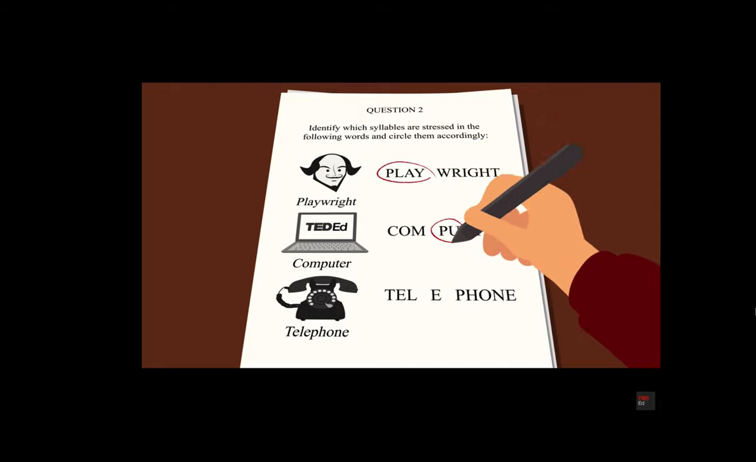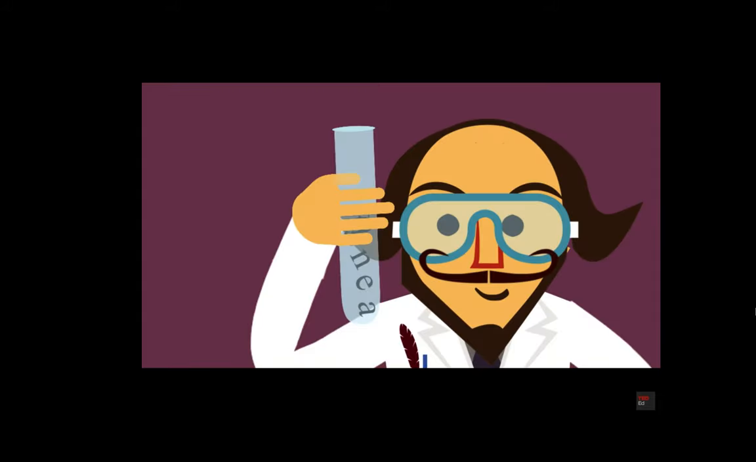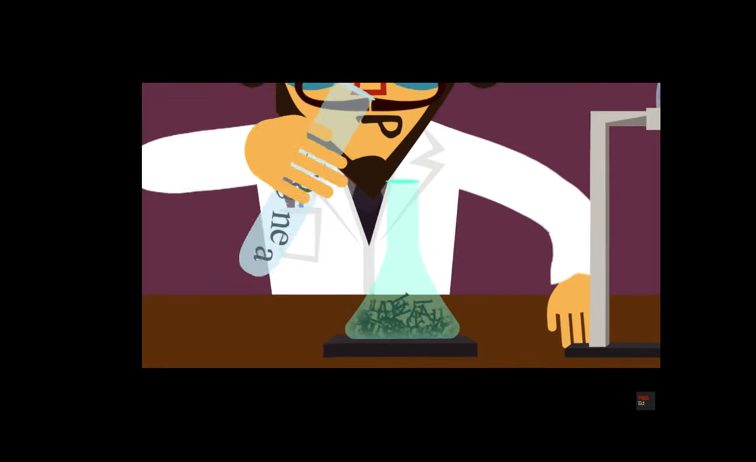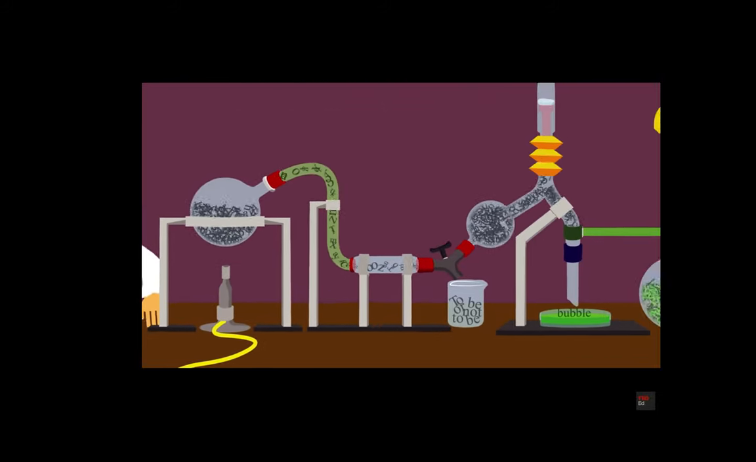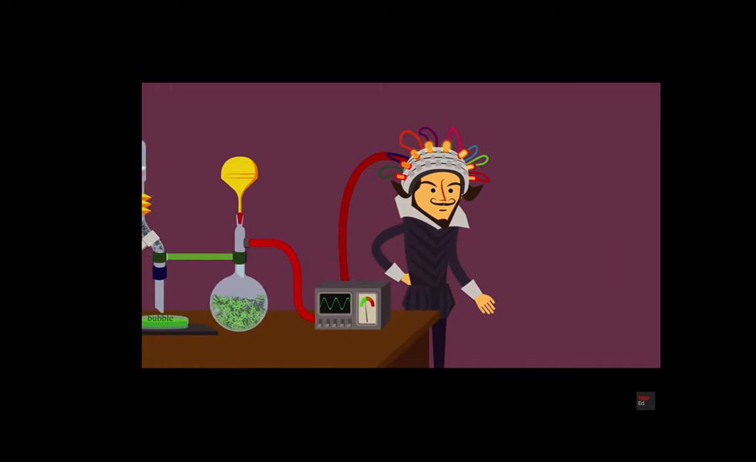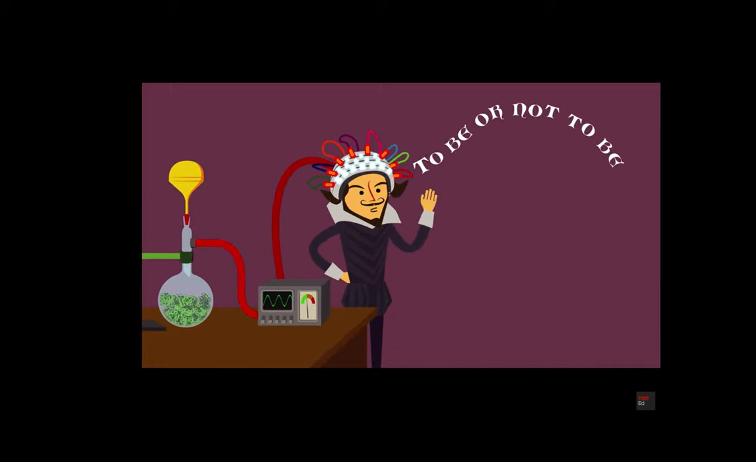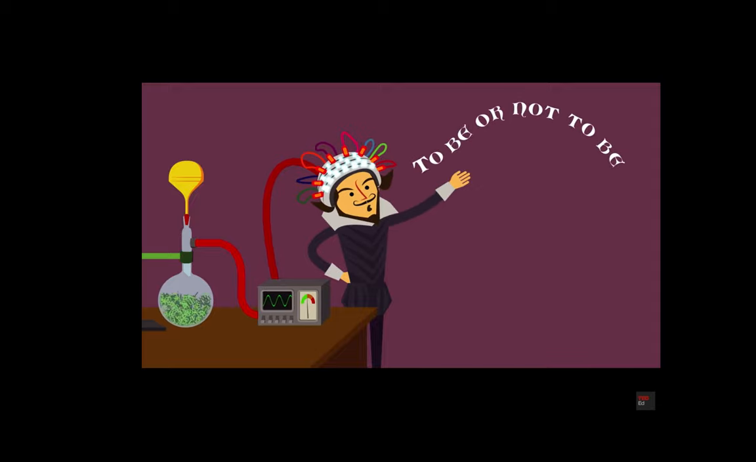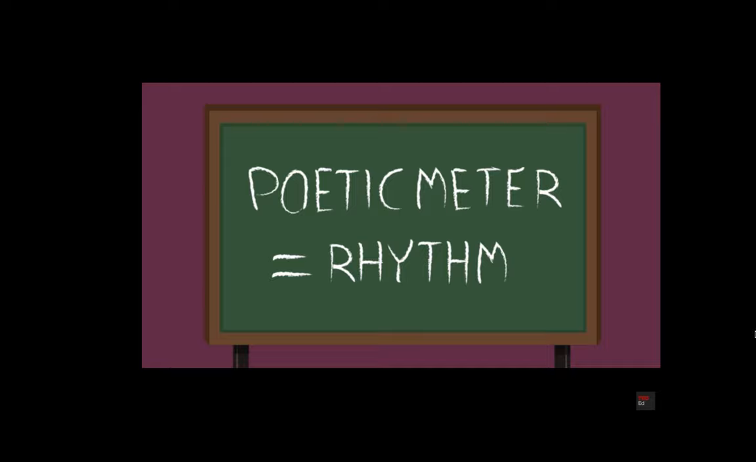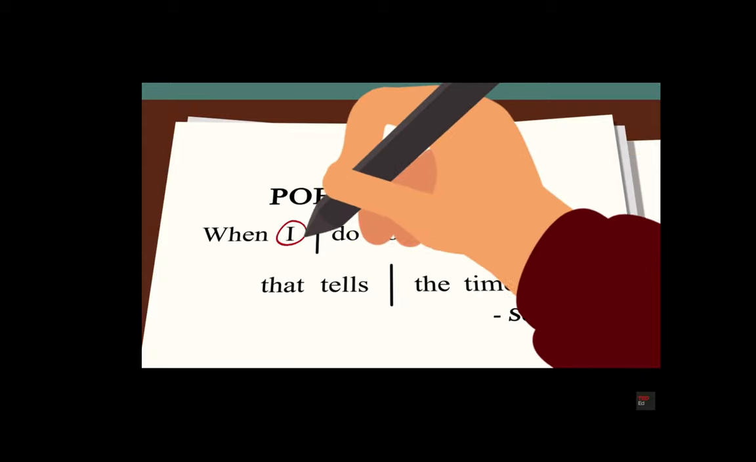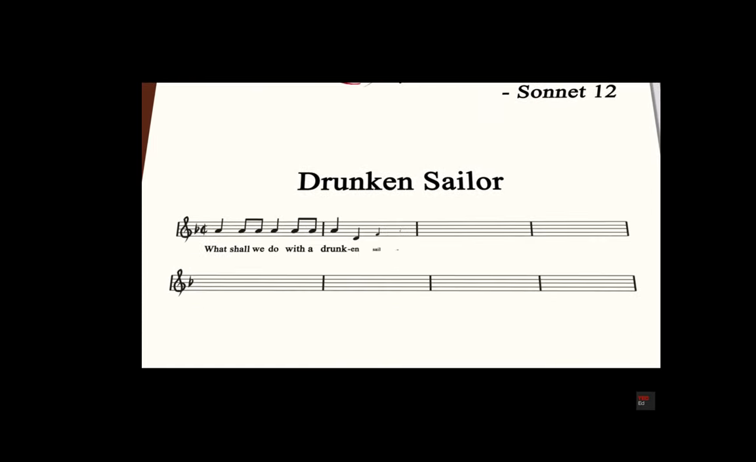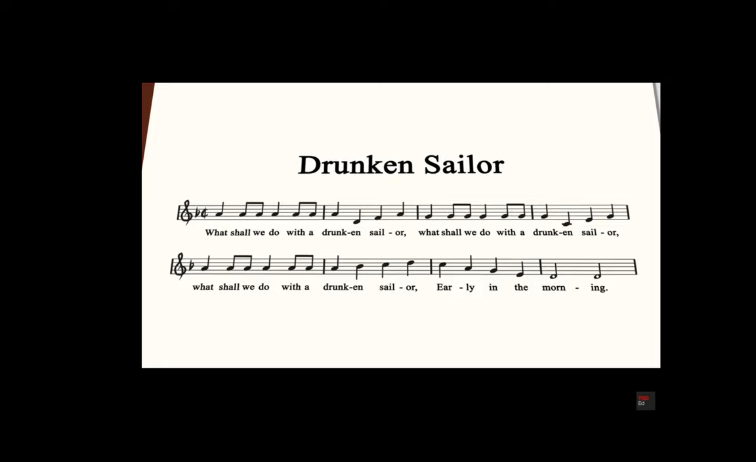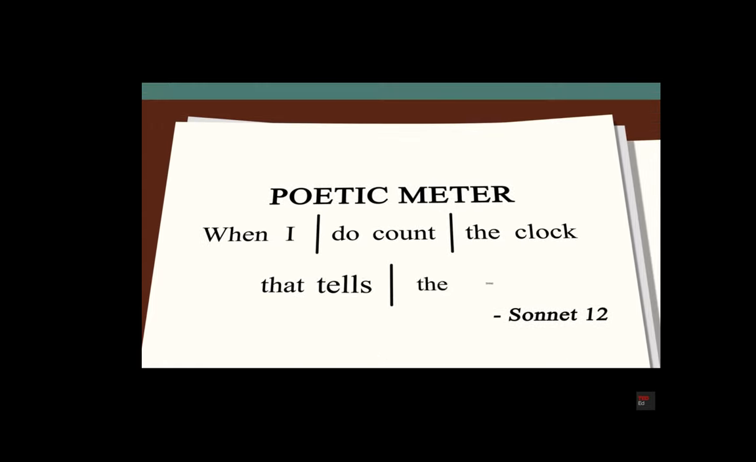Playwright, computer, telephone. Poets are very aware of these stresses, having long experimented with the number and order of stressed and unstressed syllables and combined them in different ways to create rhythm in their poems. Like songwriters, poets often express their ideas through a recognizable repetition of these rhythms, or poetic meter. And like music, poetry has its own set of terms for describing this. In a line of verse, a foot is a certain number of stressed and unstressed syllables forming a distinct unit, just as a musical measure consists of a certain number of beats. One line of verse is usually made up of several feet.